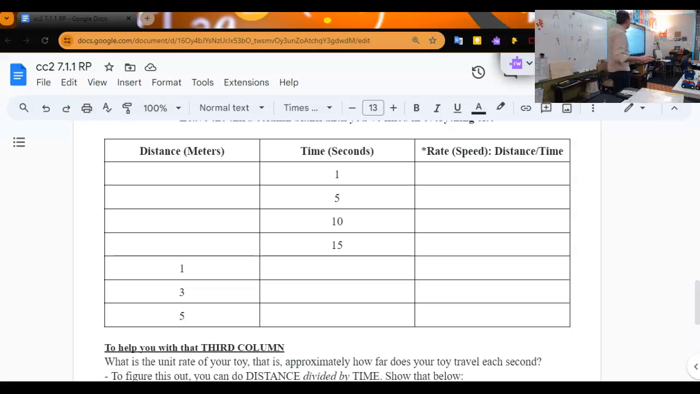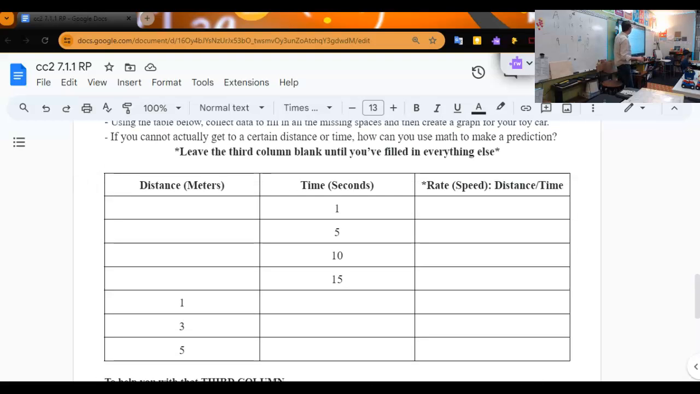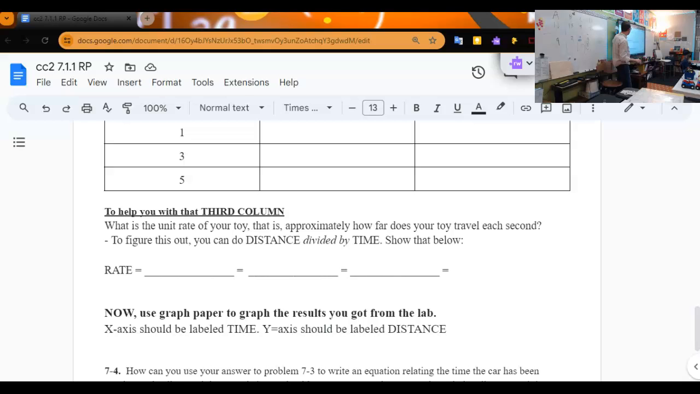Do not fill in the third column until you've got everything else filled in, and then when you go to fill in your third column, here's some help. They should all be pretty close to each other. Like your third column numbers will all be very close to each other.